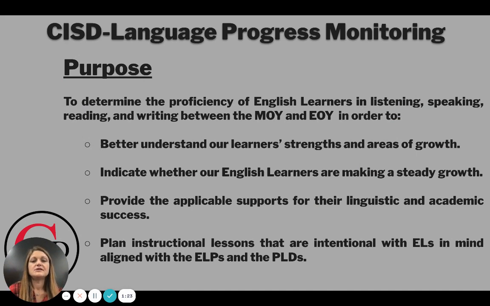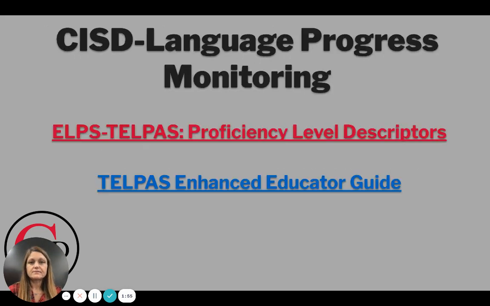The purpose of this training is to determine the proficiency of English learners in listening, speaking, reading, and writing between now, the middle of the year, and then the end of the year when we have TELPAS, in order to better understand our learners' strengths and areas of growth, to indicate whether our English learners are making steady growth in those 4 areas, listening, speaking, reading, and writing, to provide the applicable supports for their linguistic and academic success, and also to plan instructional lessons that are intentional with English learners in mind, that are aligned with the ELPs and the PLDs.